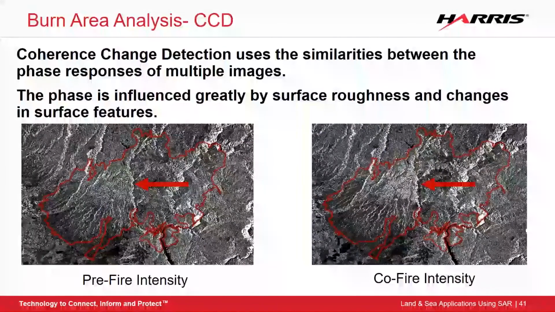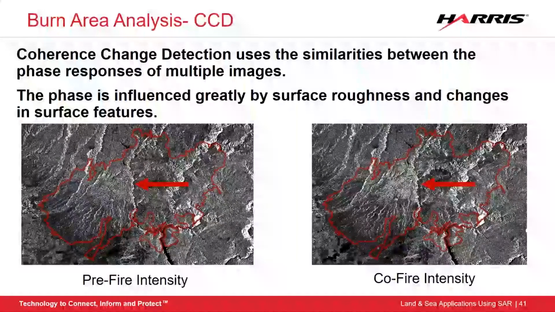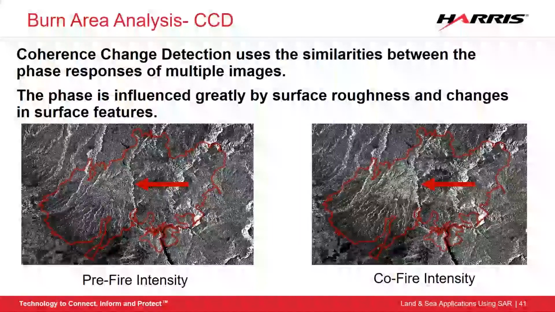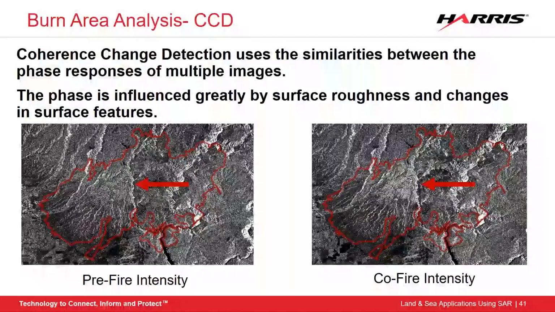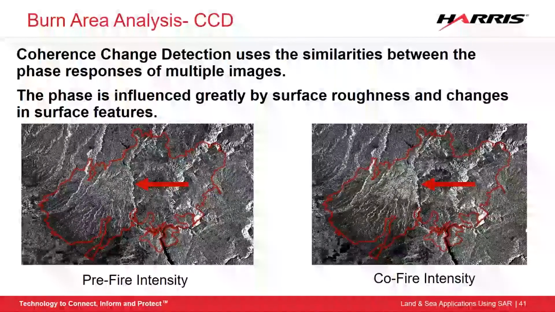Now we're going to talk about coherence change detection, or CCD. We spoke previously about phase and amplitude. CCD uses changes in the phase and amplitude to pinpoint surface changes from SAR data. CCD uses the changes that occur over multiple images to see where there's coherence or similarities.